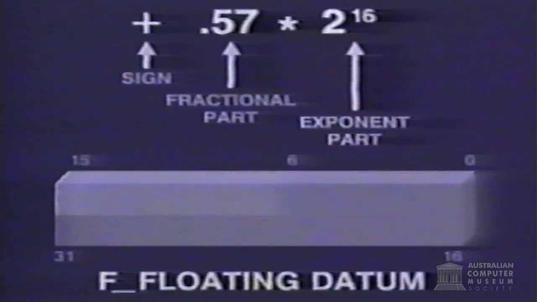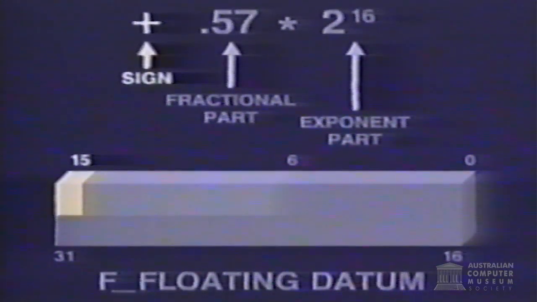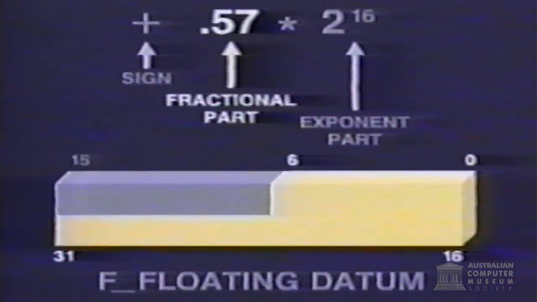In a VAX computer, this number is represented using one of the floating point data types. In this case, we're using the F floating datum. The other floating data types have a similar format. Bit 15 is always designated as the sign bit. The fractional part of the number is represented by this field of the floating datum.